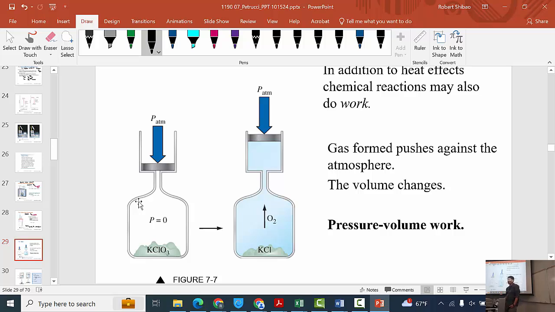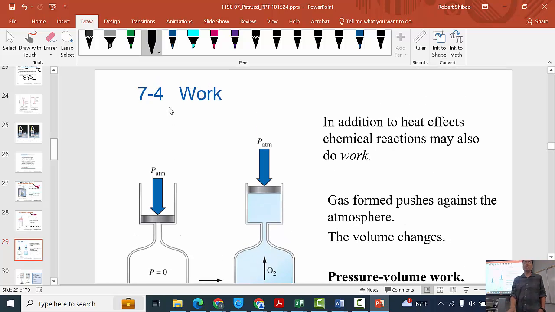So think about when you blow up a balloon. If you were to blow up a 1 liter balloon, does it require work or no work? Yeah, it requires work. And so there's work. This is called pressure volume work. When you blow air inside the balloon, is that pressure volume work? Yes. When you blow up a balloon, that's called pressure volume work.